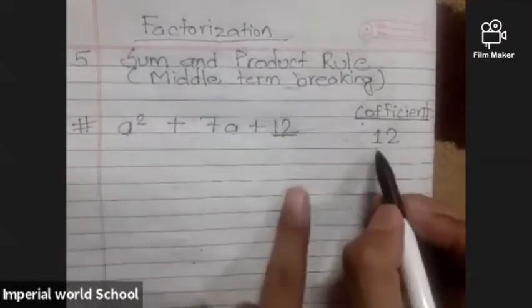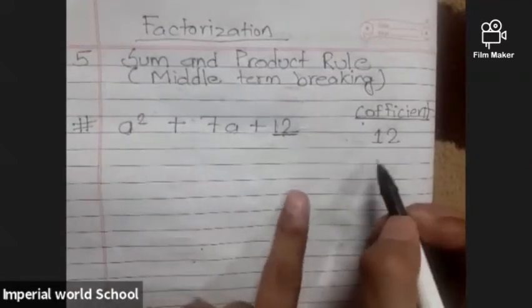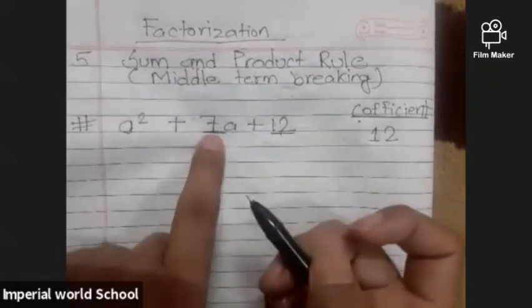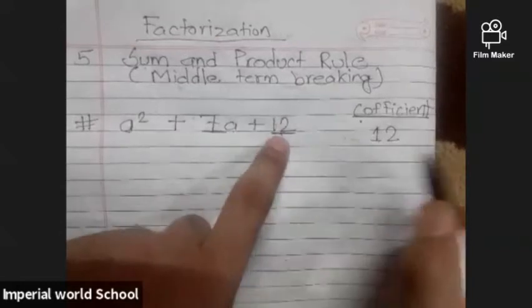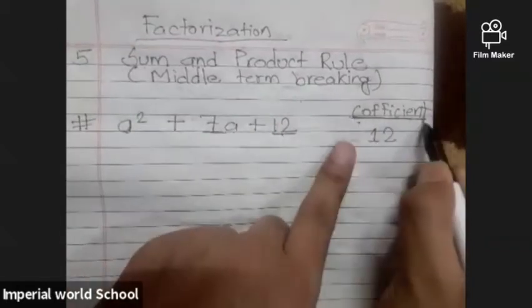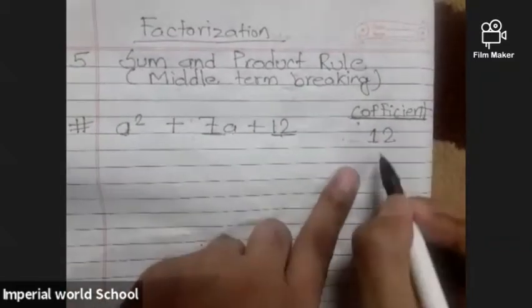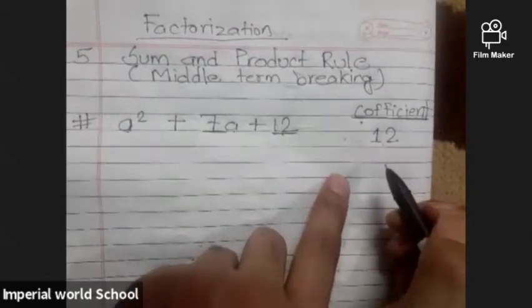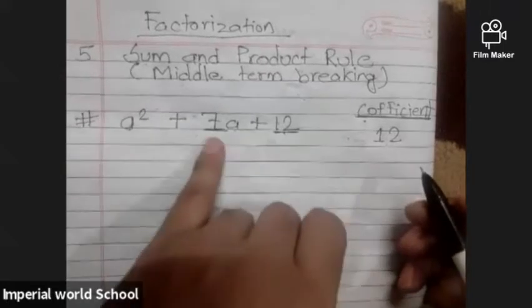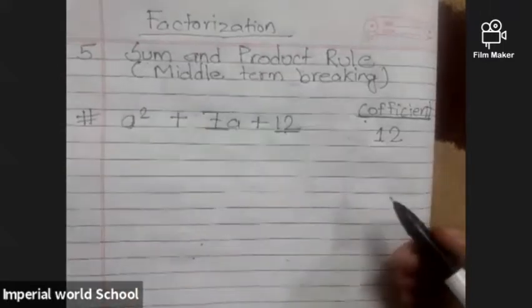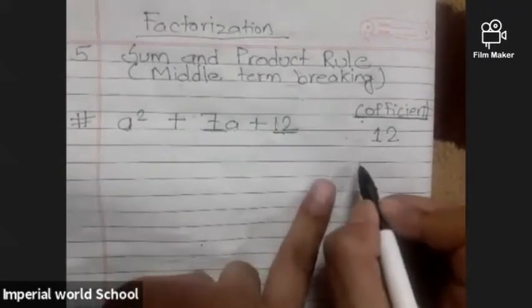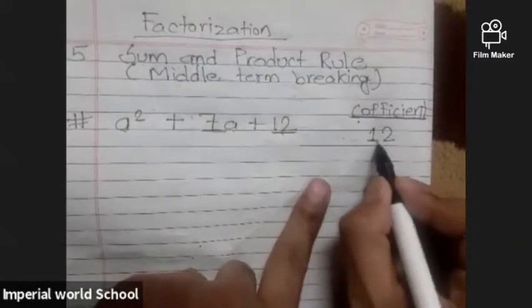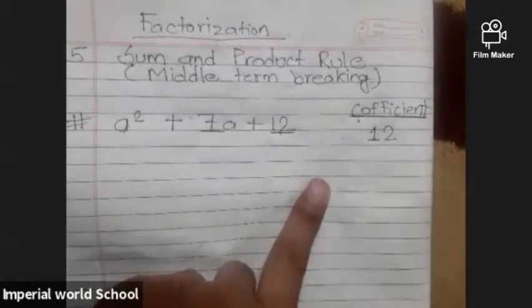Coefficient is the product of any two numbers, and this number in the middle is known as the middle term. Okay, so right now our middle term is 7, coefficient is 12. Now after knowing the coefficient, you have to break this coefficient into two numbers. So when we add or subtract, that should match with this middle term. For example, 12 has so many options. See, what are the two numbers that make 12 by multiplying them?